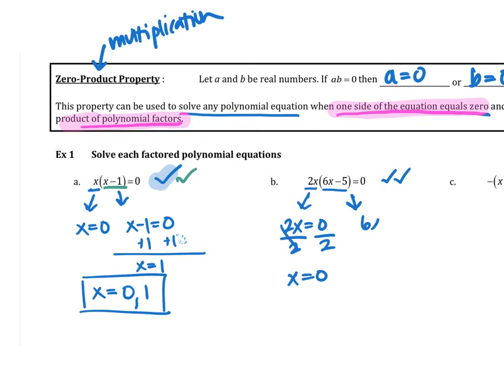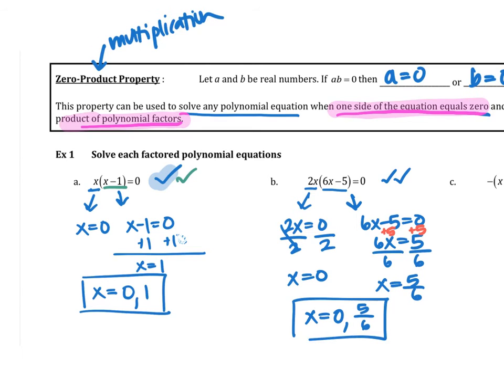Second one, I also need to use inverse operations. So notice I just skipped this step. I didn't show adding 5. You can do that if you need to. Don't hesitate. Show whatever work you need. We're going to divide by 6. Okay, so our solutions are 0 and 5/6.